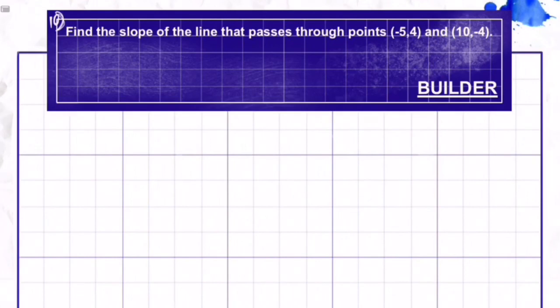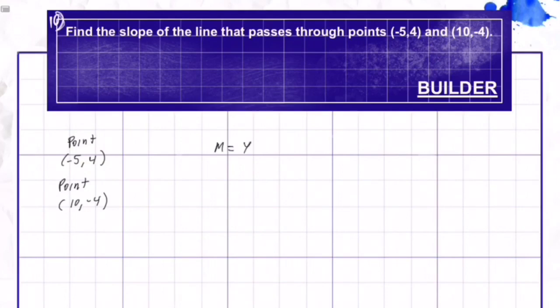So let's do problem number 10. Find the slope of the line that passes through the points (negative 5, 4) and (10, minus 4). The point (negative 5, 4) and the point (10, minus 4). So in this case, the problem is really straightforward.